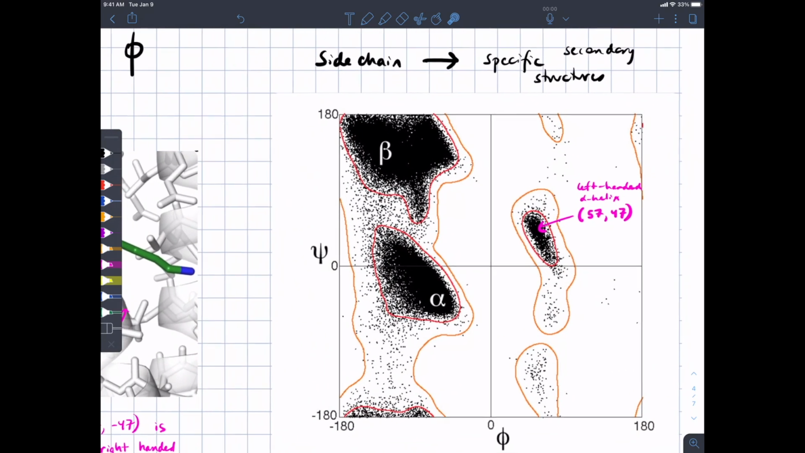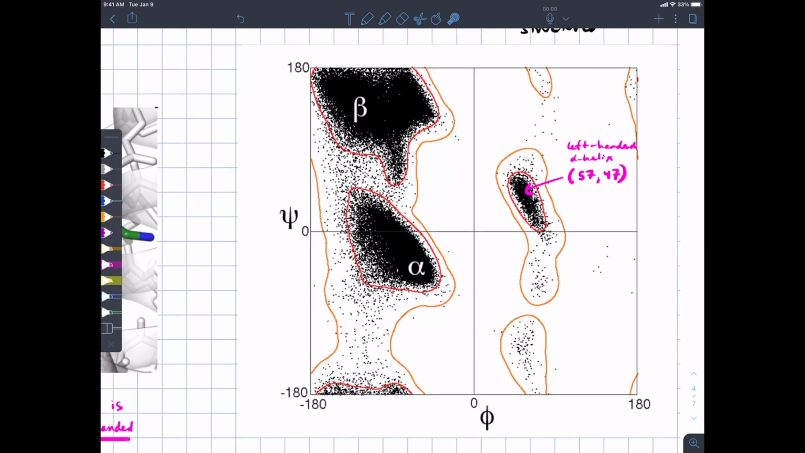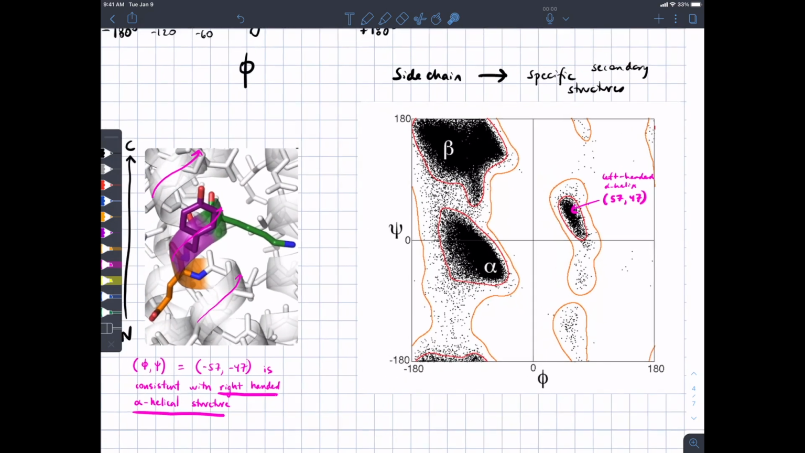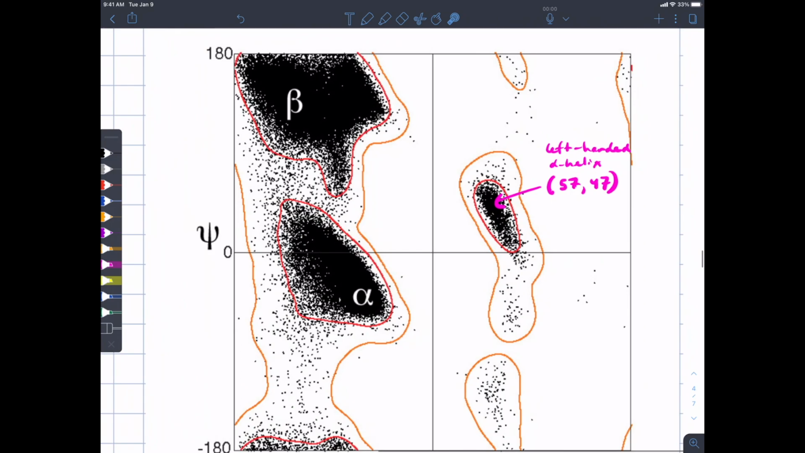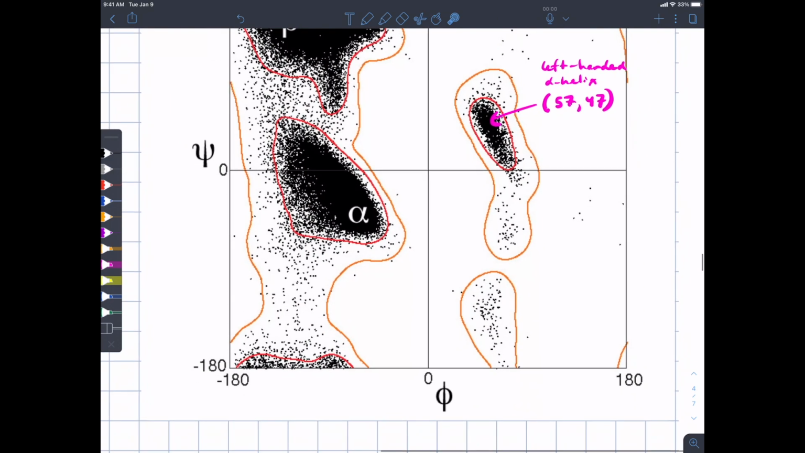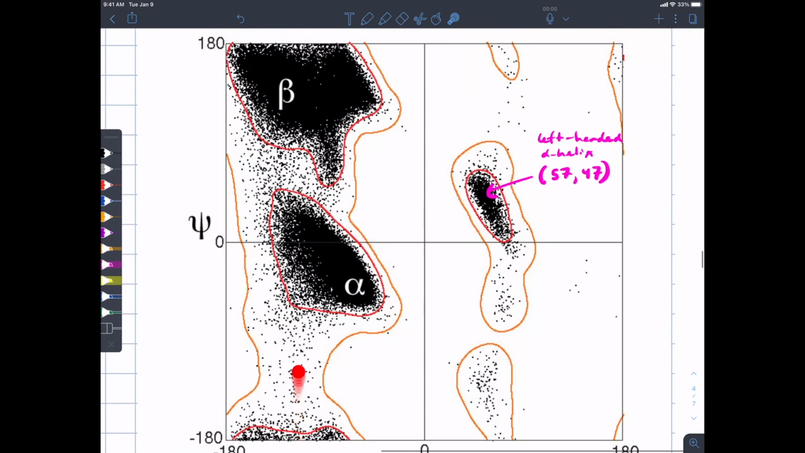Here is a more complete representation of the Ramachandran plot. Phi on this axis, psi here. The dots represent individual observations for amino acids in the protein data bank. I can't remember how many are represented here. You can see that most of them have negative values for phi, though values for psi can be all over the place, negative or positive.